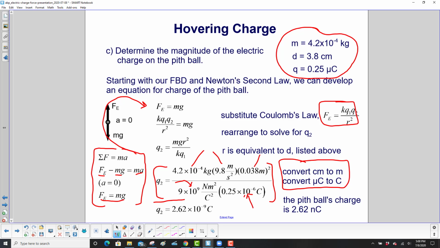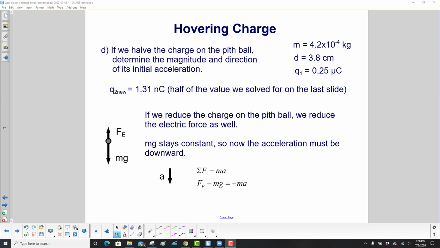So when you do all that, the charge on a pith ball is 2.62 times 10 to the minus ninth coulombs. Now, what is 10 to the minus ninth coulombs? We call that nanocoulombs. See, nano, 9, sounds kind of the same. So the pith ball's charge is 2.62 times 10 to the minus ninth coulombs, or 2.62 nanocoulombs. Okay, we now have the charge on a pith ball.